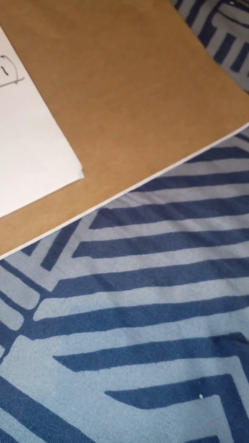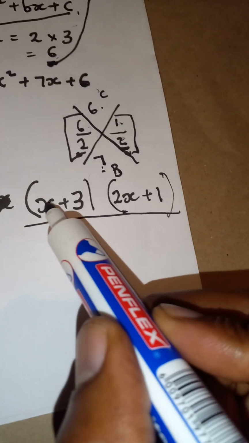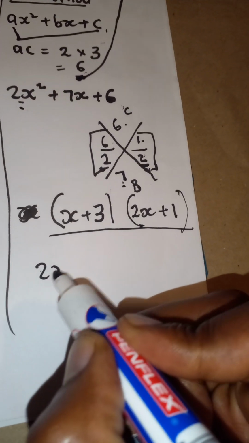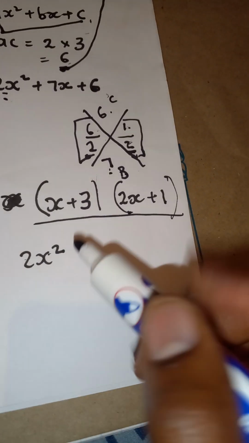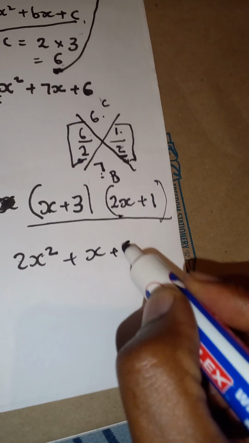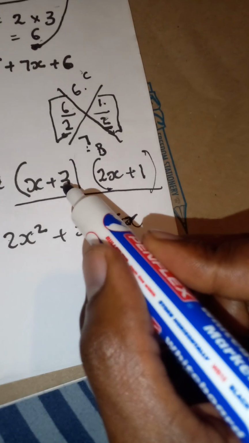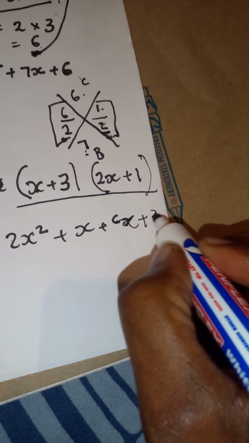Okay. Let us FOIL to check if we are going to get the original expression, guys. x times 2x gives us 2x squared. Okay. Then x times 1 is going to give us x. 3 times 2x is plus 6x. Okay. Sorry guys, my paper is moving here. Remember it was 3 times the 2x. Then now 3 times 1, it is what, guys? It is the 3. Okay.